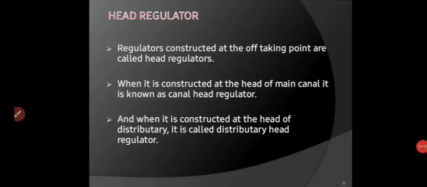Next canal regulating structure is the head regulator. Regulators constructed at the off-taking point are called head regulators. When it is constructed at the head of the main canal, it is known as canal head regulator. And when it is constructed at the head of a distributary, it is called distributary head regulator. So head means at the starting point of the off-taking canal.